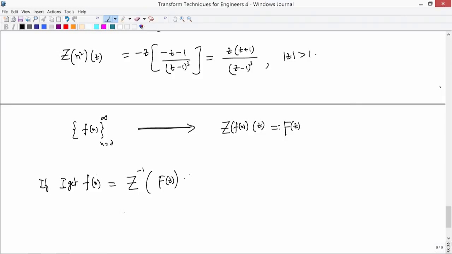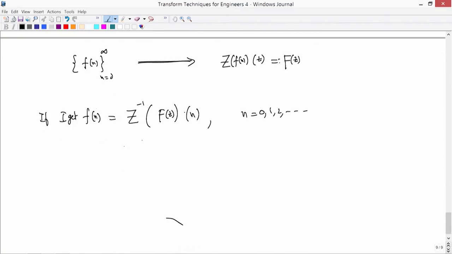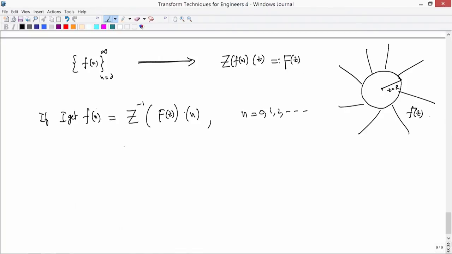So how do I get this? This is a function of n, a sequence, n from 0, 1, 2, 3 onwards. So how do I get f of n? You know that you have a z transform F of z, with validity, let us say, for mod z equal to r, for example. Outside this, mod z greater than r, the z transform exists. In this domain, F of z exists.